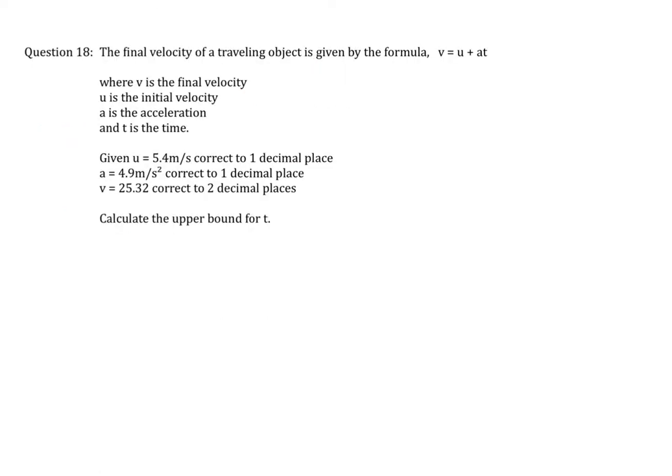Question 18, you're using a formula you should be familiar with, which is V equals U plus AT. It's a velocity formula. And we are looking for the upper bound of T. So if we take our formula, V equals U plus AT, let's rearrange it first for T. So we'll take the U over to the left-hand side, so V minus U equals AT, and then T will be equal to V minus U divided by A. Now we have it in that form. We're looking for the upper bound.